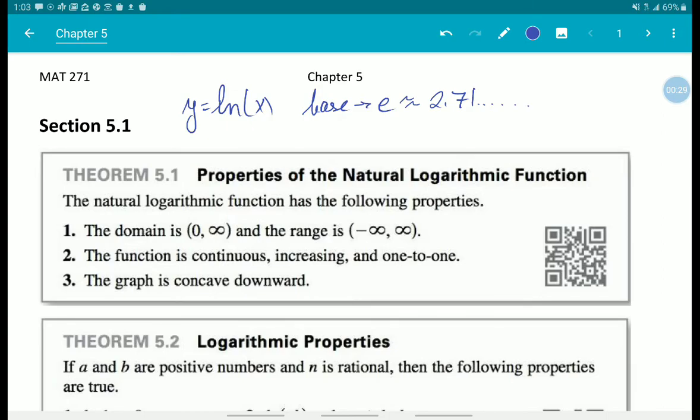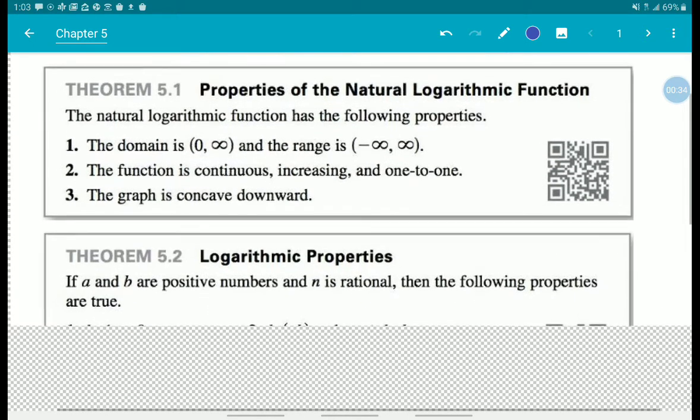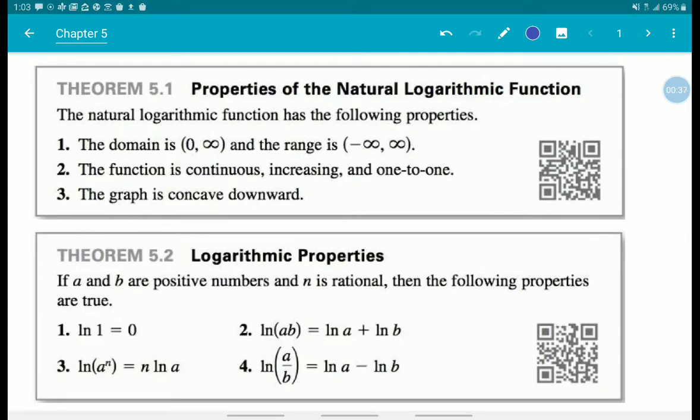I've got a more extensive review in other videos where you could go in and review all of your log properties and exponent properties. So just to do a really quick review, natural logarithmic function, the domain is from 0 to infinity. Notice it's not including 0. The range is going to be all real numbers. If we were to graph this function, it would look like this. It has a vertical asymptote at x equals 0. The function is continuous. It's increasing and it's 1 to 1. And the graph is going to be concave down.